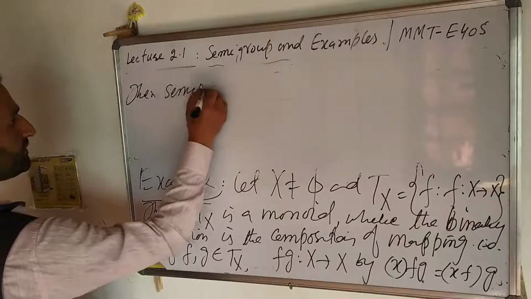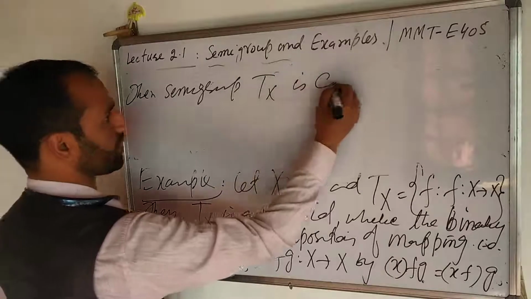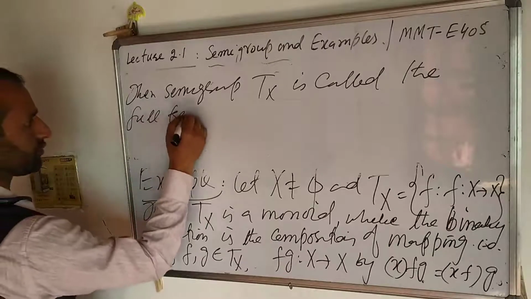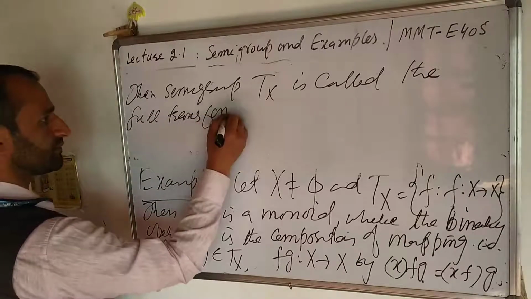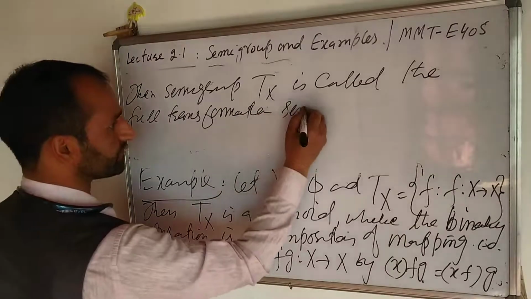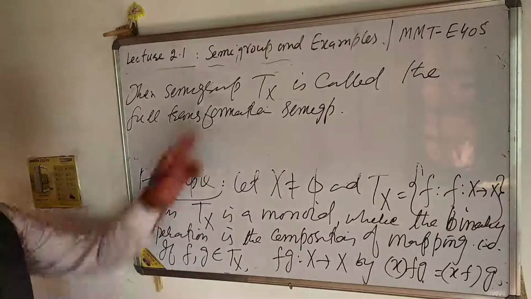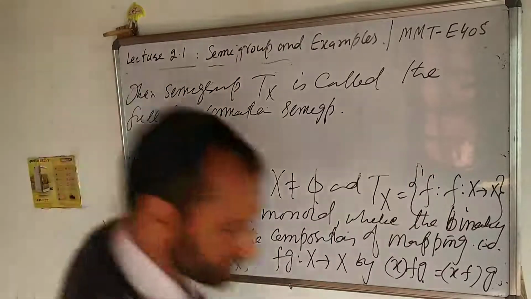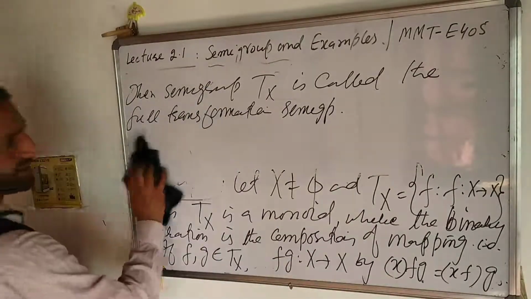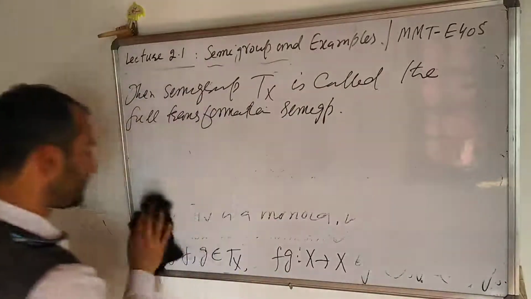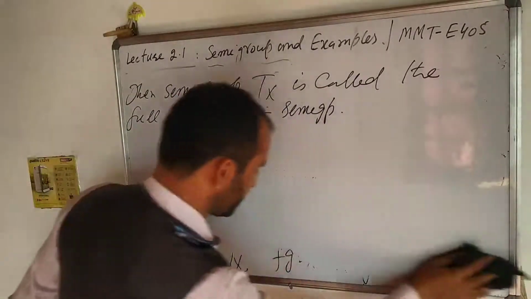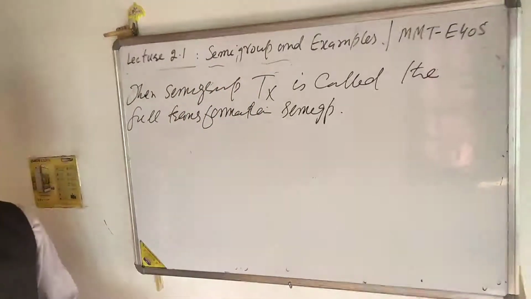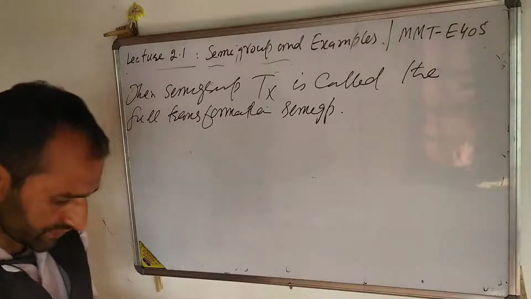The semigroup Tx is called the full transformation semigroup. Full means we are taking all the mappings. Any subsemigroup of it, we haven't defined subsemigroup yet, is called a transformation semigroup. It's a set consisting of all the mappings on a given set, and it forms a semigroup with respect to the composition of mappings, and such a semigroup is called the full transformation semigroup.